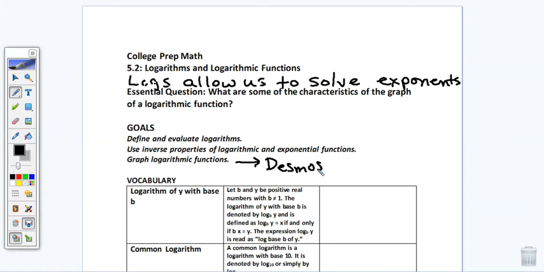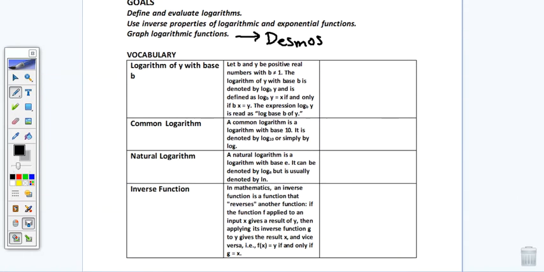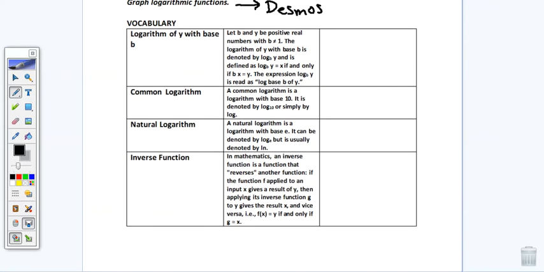So let's get our vocab taken care of first here. First one's the new one. It's pretty important. It's called logarithm of y with base b. All right. How about a volunteer to read that definition? Who wants to read that for me?